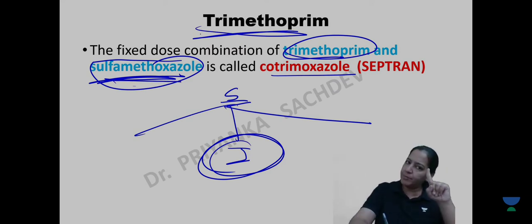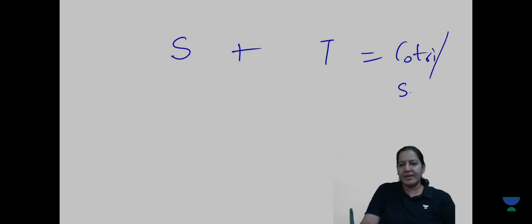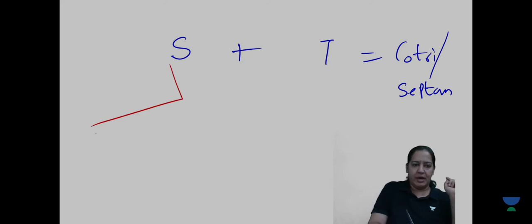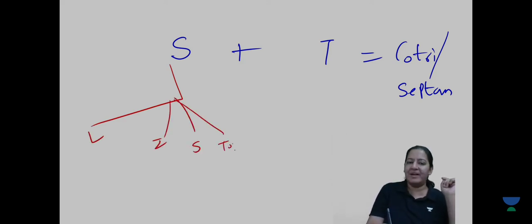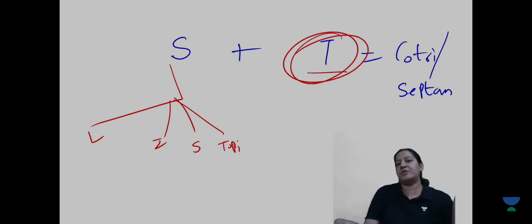There are so many sulfonamides. Trimethoprim, there is no classification. So sulfonamide plus trimethoprim is equal to cotrimoxazole, also known as Septron. Sulfonamides have classification: they are long acting, intermediate acting, short acting, topical, special. But trimethoprim has no classification. It is only one drug, trimethoprim itself.